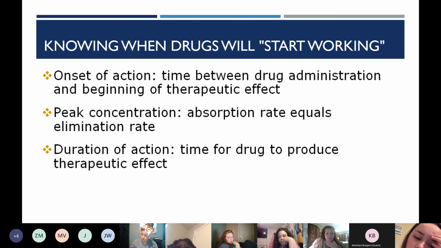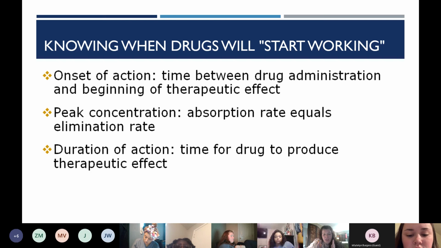And then the duration of action is the time for a drug to... Peak concentration is the concentration in the blood. The absorption rate equals the elimination rate. The duration is the time for the drug to produce a therapeutic effect. So like Tylenol can be given every 4 hours. Its duration of action is 4 hours. After 4 hours, that drug is no longer going to give you a therapeutic effect because it's essentially out of your system, unless you have some issues with metabolism or, you know, this other stuff that we talked about. That actual duration of action is only going to be 4 hours.